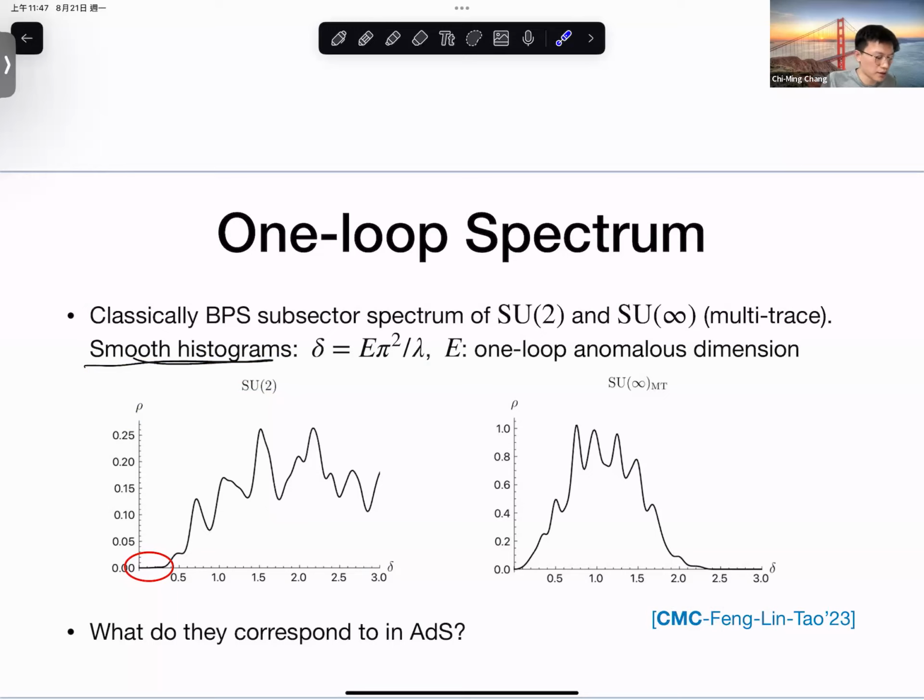SU(infinity) case. A very interesting feature if you compare the SU(2) and SU(infinity) cases is that for SU(2) there is something that looks like a gap in the spectrum, but for SU(infinity) there is no gap. Of course, because the spectrum is discrete, there is always a gap. But after some smoothing, SU(2) looks like it has a gap, and SU(infinity) has no gap after the smoothing of the spectrum.